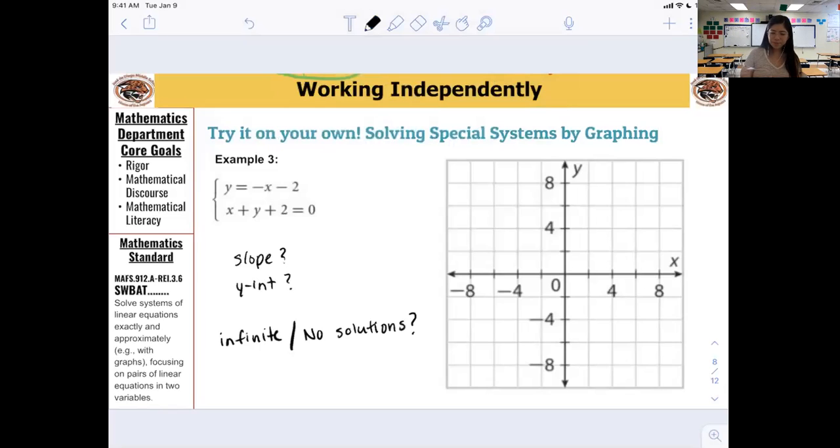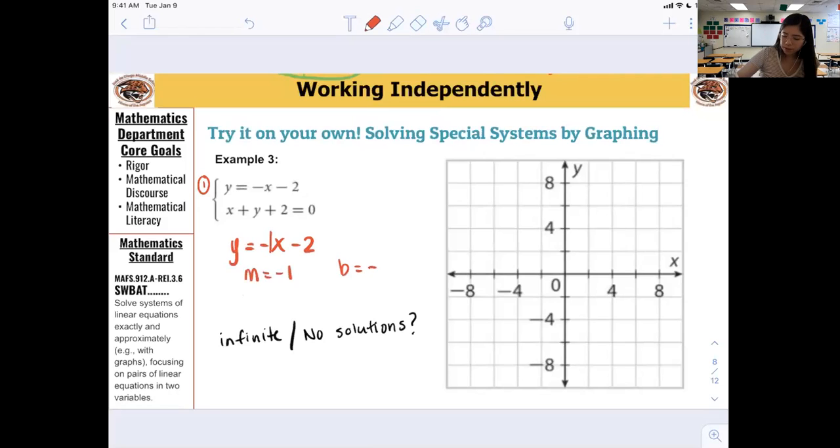Okay, all right. So for equation number 1, what do we got? What's my slope? What's my y-intercept? Someone else. -1. So my slope is -1. Good. Remember that if there's no number in front of your x, there's an invisible one. So this is technically -1x. So the slope is -1 and the y-intercept?